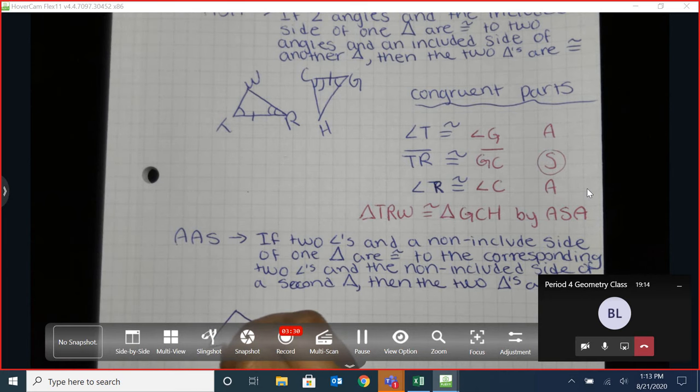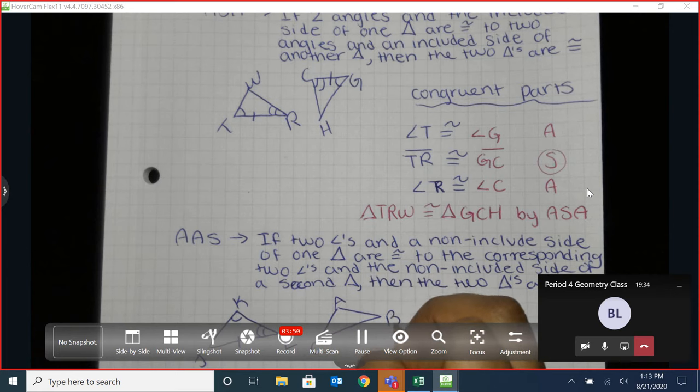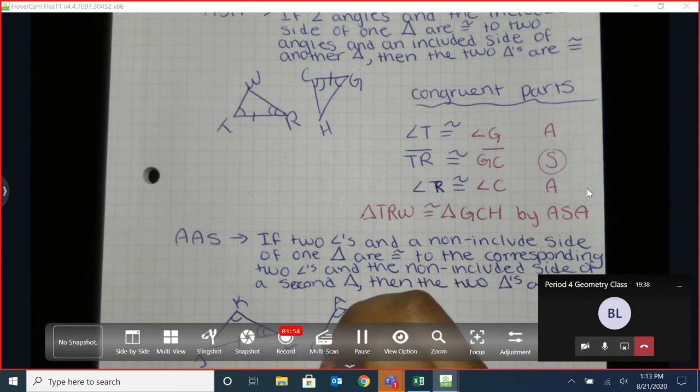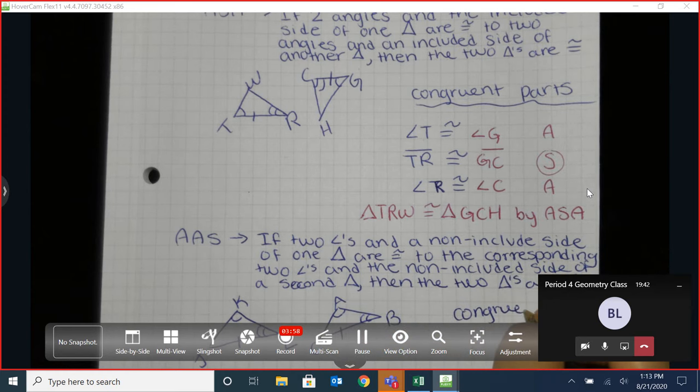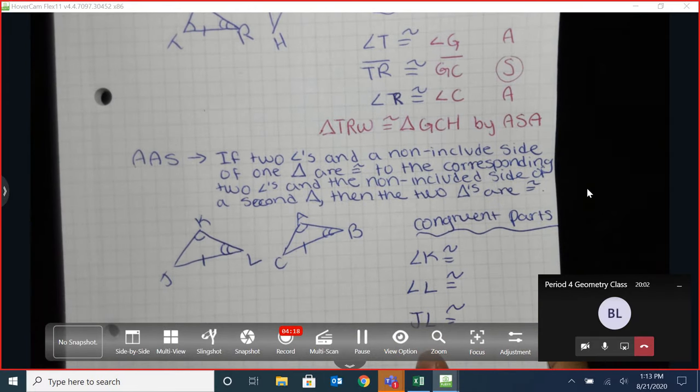Again, I'm giving you an example of it. You have this triangle right here labeled JKL. You have an angle followed right away by an angle followed right away by a side. Remember that everything has to be consecutive. You have the other triangle, which is CAB. So therefore, we have to name the congruent parts. Angle K is congruent to what? Angle L is congruent to what? And JL is congruent to what? This part can be completed by you. It's pretty easy. Just look at the pictures. And tell me when you're done through the chat so that I know when to move forward.